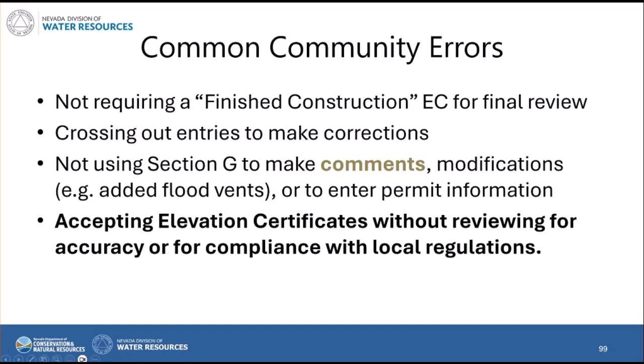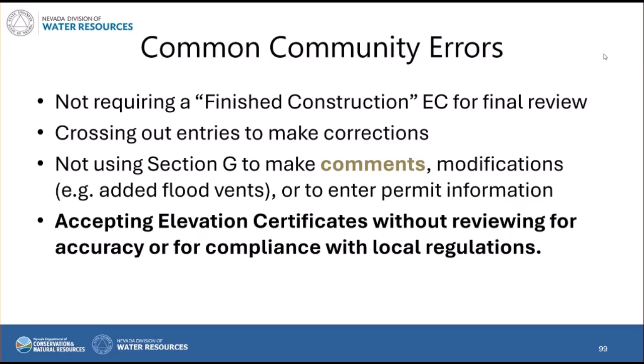Common community errors: not requiring a finished construction as-built elevation certificate after final grading, after the condenser pad's been put in, as late as possible, so that you have an accurate representation of all machinery and equipment, all finished grading, all the things that could possibly change a building's lowest floor. Making sure that those flood openings were installed and then not blocked with styrofoam. Making sure that finished construction EC really represents the full and final as-built scenario.